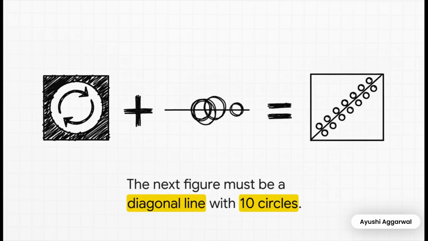So, what happens when we combine both patterns? Well, the line will rotate another 45 degrees to become diagonal again, and the number of circles will go up from 8 to 10. It's that simple. So the next figure has to be a diagonal line with 10 circles on it.